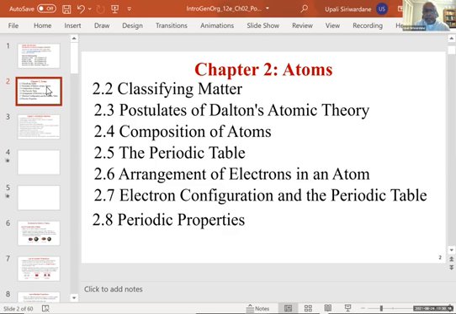So we're going to use the idea of atoms in classifying matter. We're going to look into Dalton atomic theory in detail. Then we're going to look into the structure of the atom, the composition: nucleus and electrons. The nucleus is composed of neutrons and protons. We arrange atoms in the form of elements in a table called the periodic table.